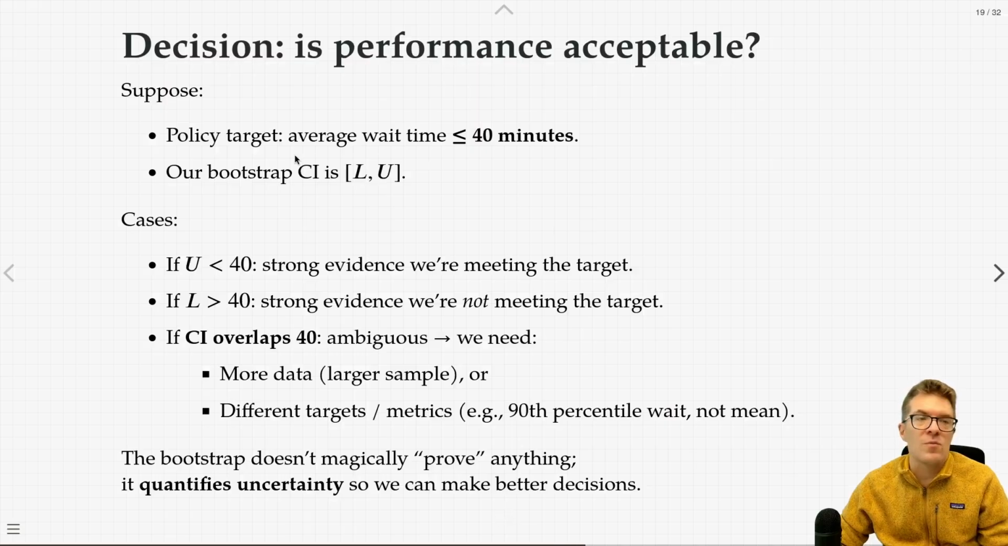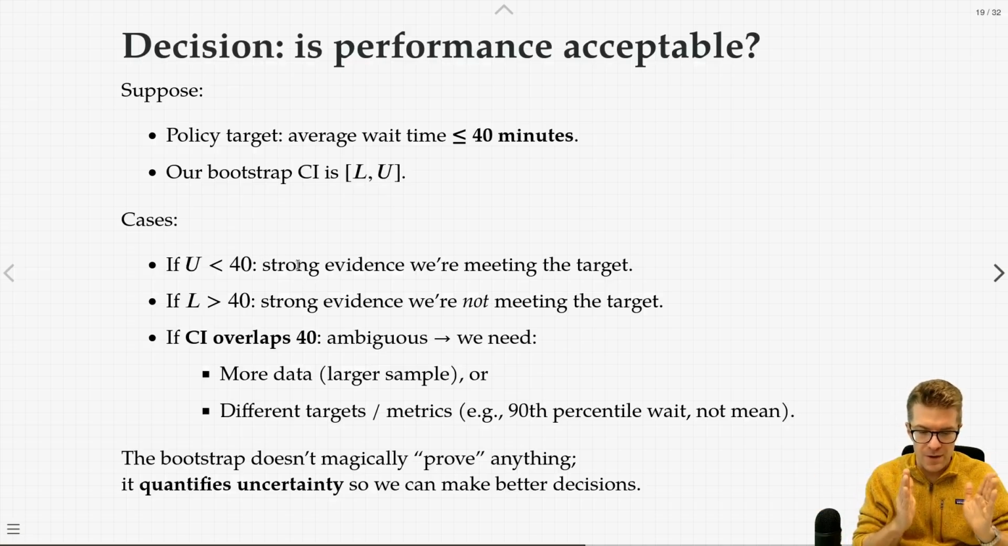So now, again, we're bubbling up from data science, and we're using our analysis of the data to make decisions about our context, our use case, which in this case is hospital wait times. So assume now that the policy is not 35 minutes, but the policy is that we are meant to have an average wait time of at most 40 minutes. And then we have a bootstrapping, and our confidence interval falls between the values L and U. If the upper end of the confidence interval is less than 40 minutes, that ought to be good evidence that we're meeting our target, right?